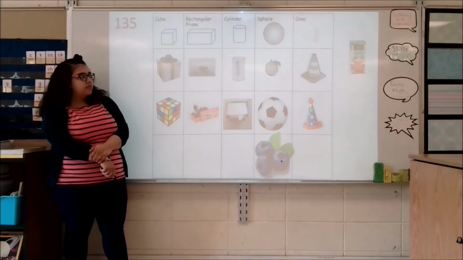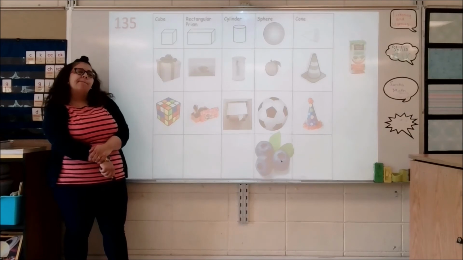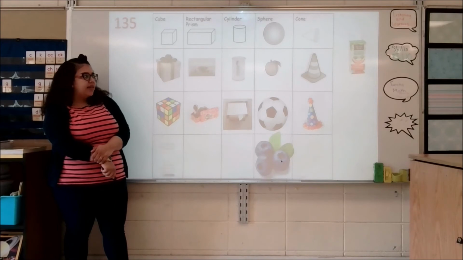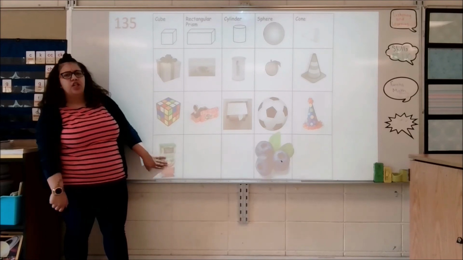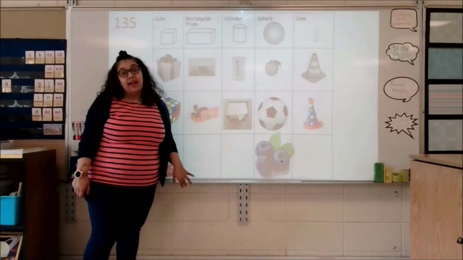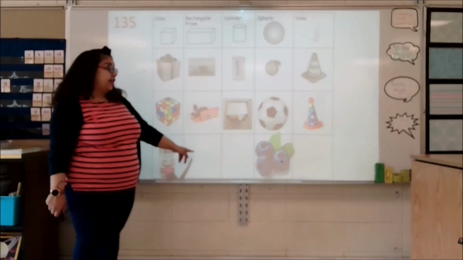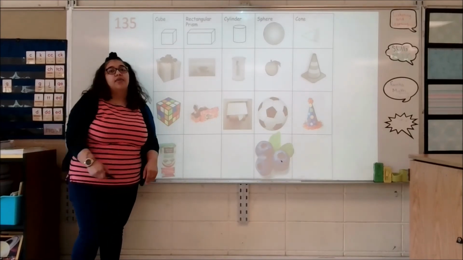Okay, what about this juice box? What shape can the juice box take? That one is a little tricky, I'll give you that. This particular juice box is a cube, but juice boxes can and do often come in the shape of rectangular prisms as well. I'll give you that one. That's a good one. Yes.